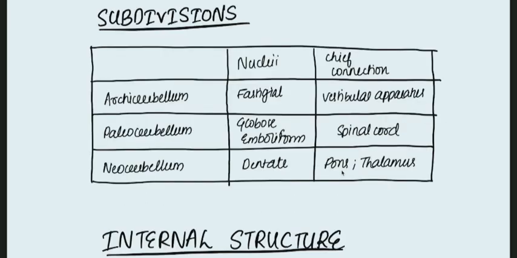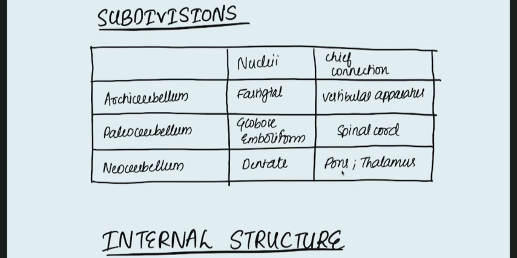Subdivisions of cerebellum. Phylogenetically, the cerebellum is divided into three. They are the archicerebellum or the ancient cerebellum, the paleocerebellum or the old cerebellum, and the neocerebellum or the new cerebellum. Each part of the cerebellum is associated with a particular deep cerebellar nuclei, and it has chief communication with certain structures.